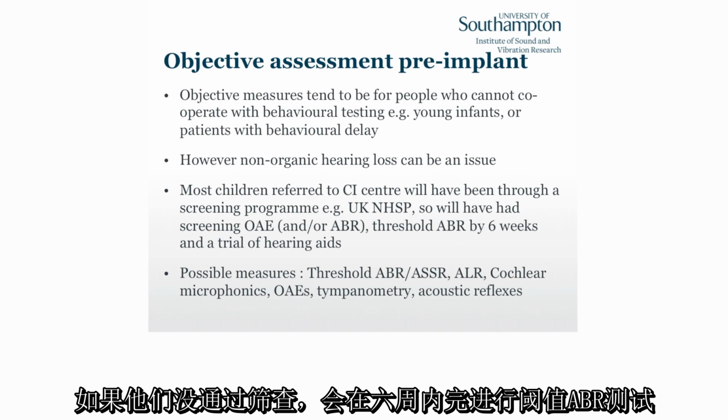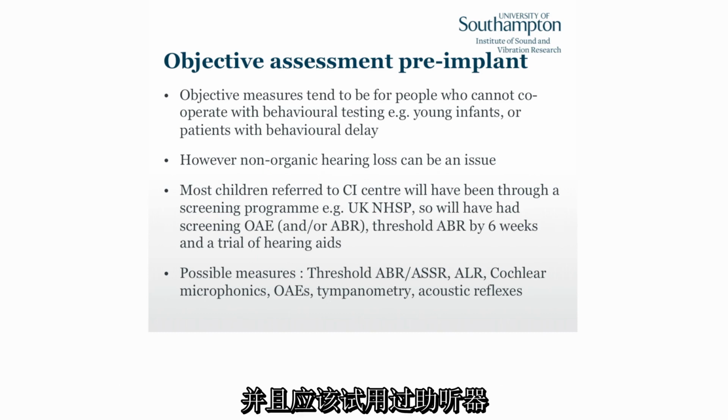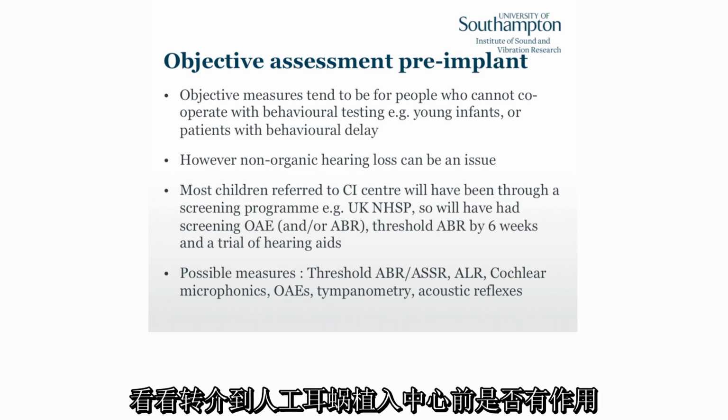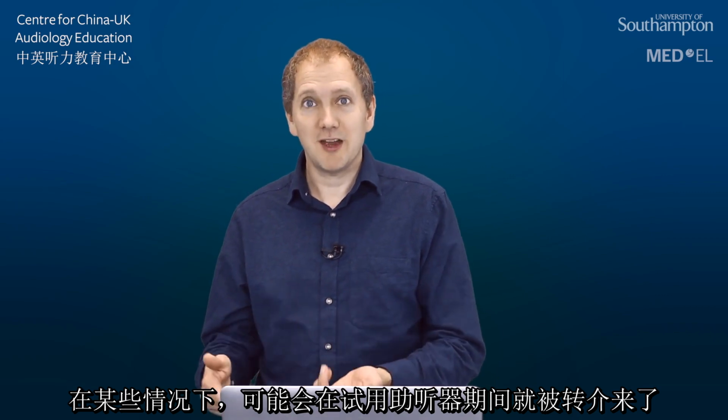If they'd failed the screen, they would have then had threshold ABR carried out by 6 weeks. And they should have had a trial of hearing aids. So the current recommendation in the UK is we would have a trial of a few months of hearing aids to see if there's any benefit before the children get referred through for cochlear implantation. Well, in some cases they may be referred through whilst having the hearing aid trial.